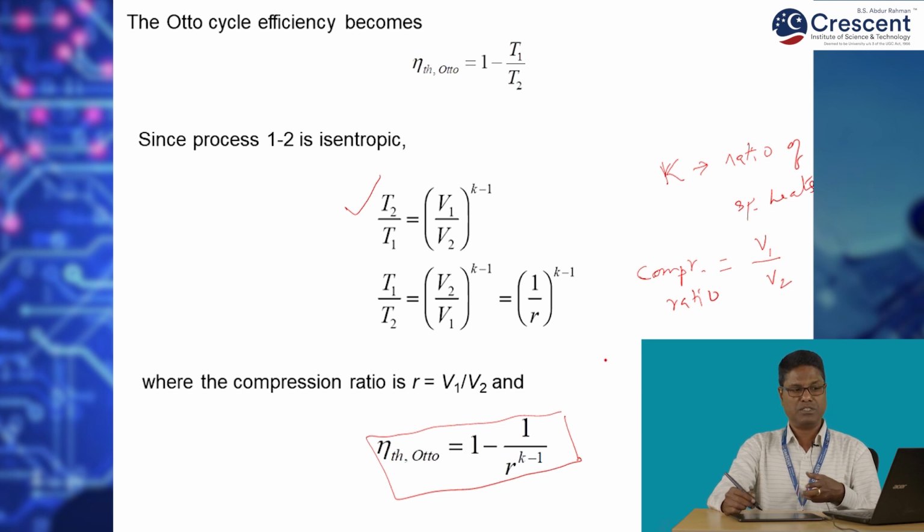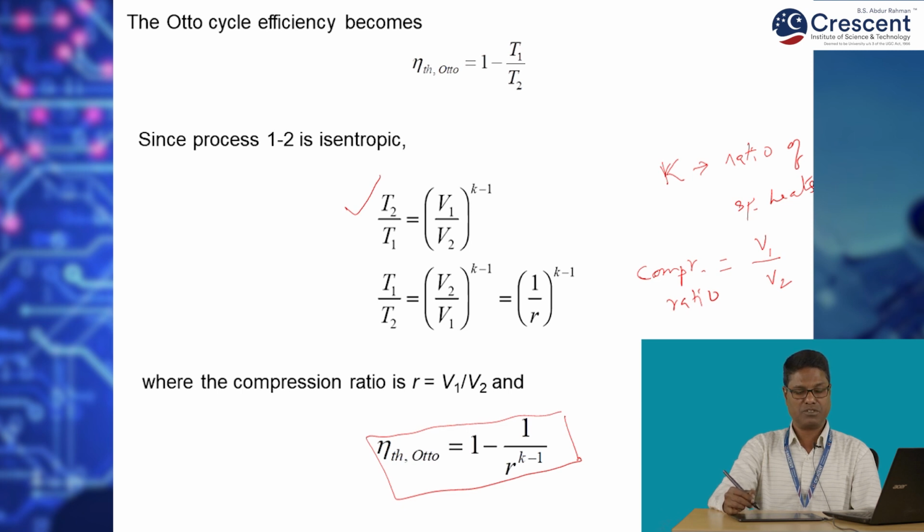So, as I promised, the efficiency equation can be derived in terms of thermodynamic properties. If you look at this equation, K is the ratio of specific heat, because specific heat is a thermodynamic property, and R is V1 by V2. V1, V2 is the volume, and volume is again a thermodynamic property. So, we are trying to derive the efficiency equation in terms of thermodynamic properties.